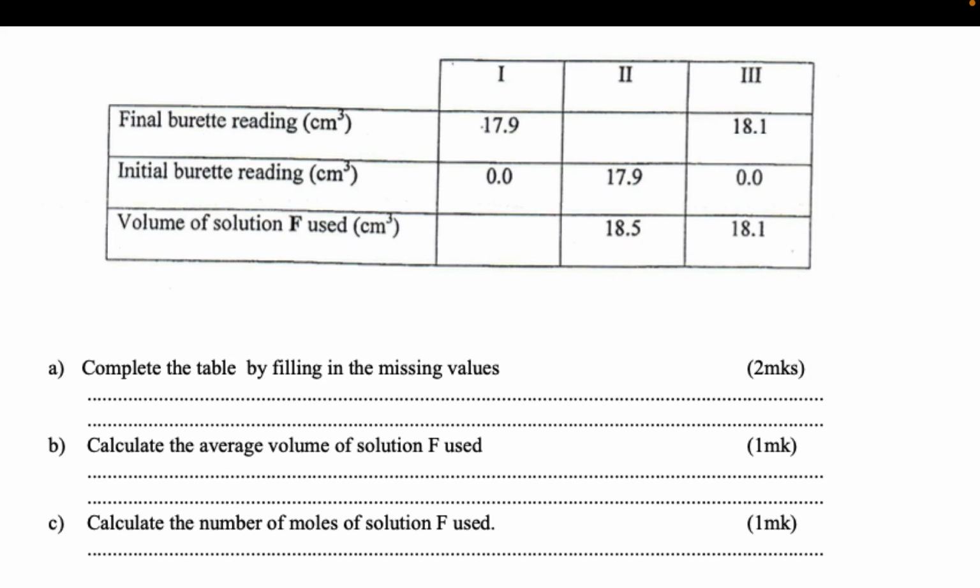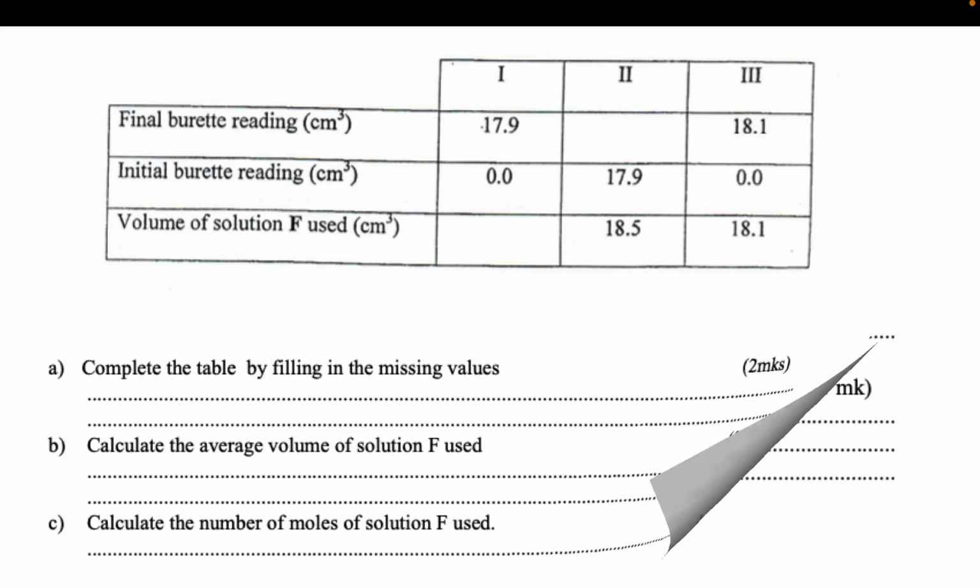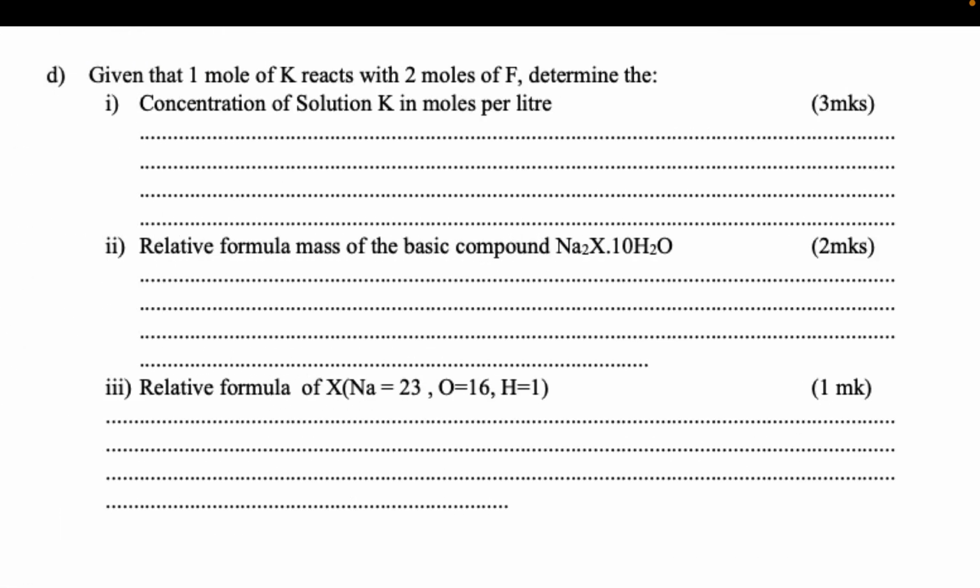Calculate the average volume of solution F used. Calculate the number of moles of solution F used. Given that 1 mole of K reacts with 2 moles of F, determine the concentration of solution K in moles per liter. Relative formula mass of the basic compound Na2X.10H2O. Relative formula mass of X. Na equals 23, O equals 16, H equals 1.